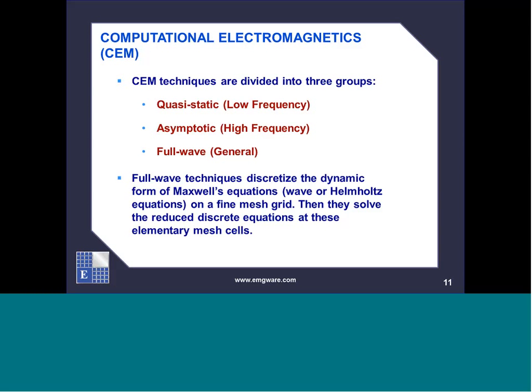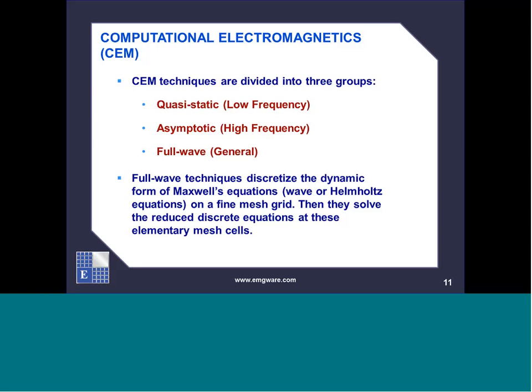Asymptotic solutions on the other extreme are useful for high frequencies. So you assume that your Maxwell's equations reduce into some sort of quasi-optical form, and you use geometrical optics or physical optics or a similar type of technique. But the focus of this presentation is on full wave techniques, which are more general and they don't have limitation on low frequency or high frequency.